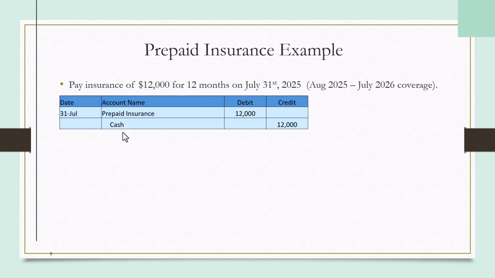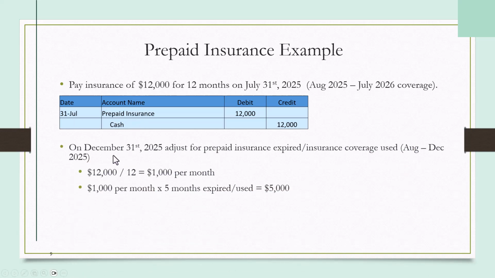And then by the time they get to year end, they would be doing their adjusting entries and some time would have passed. Let's say it's December 31st. In that case, they would be adjusting for prepaid insurance that has expired. In other words, the insurance coverage was used for the August to December 2025 time period.